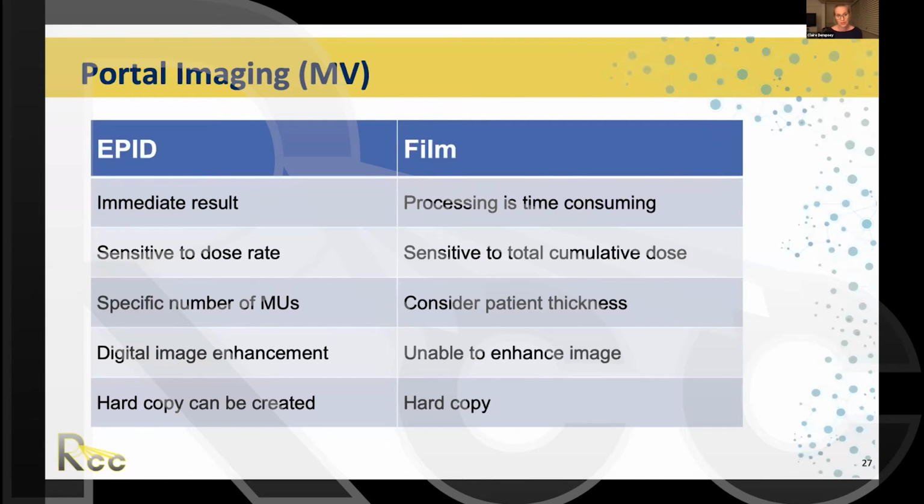With EPID, because it's digital, you can get digital image enhancement, and with film, obviously, if you're using a traditional film system, you aren't able to enhance that image quality once the film's been taken. And with EPID, like film, you can get a hard copy of those images if they're needed for patient records.